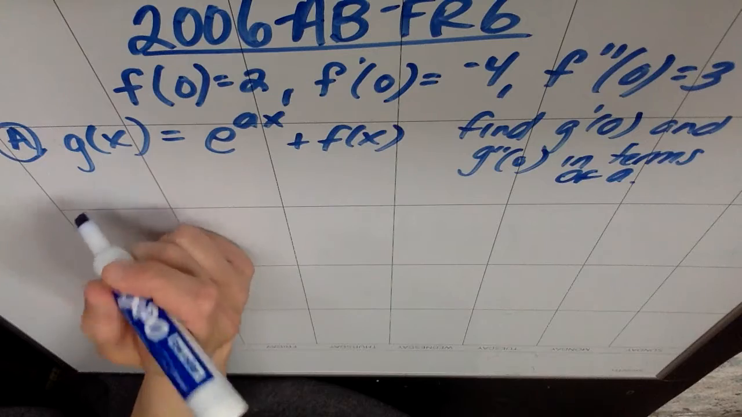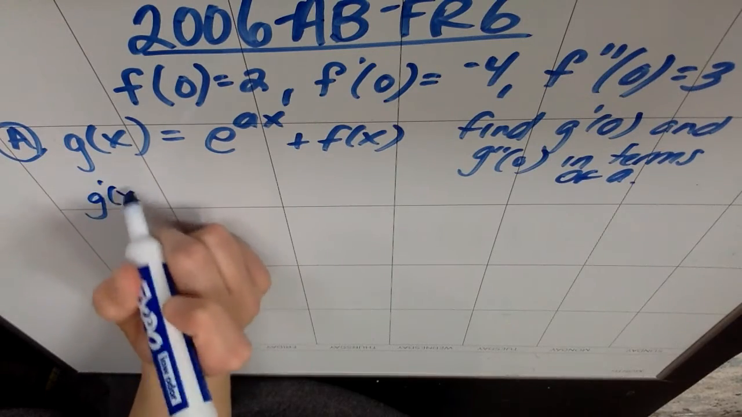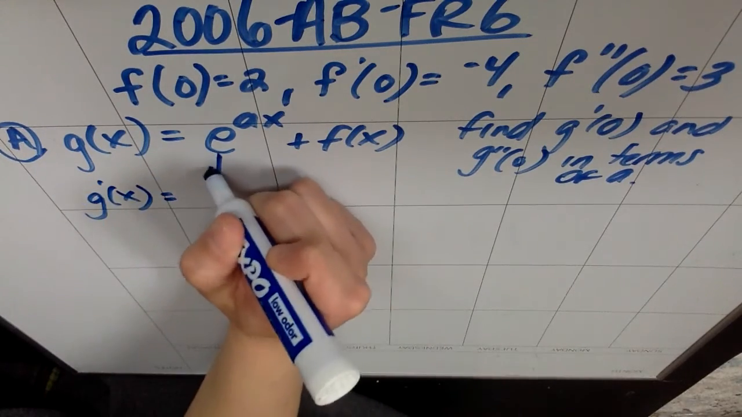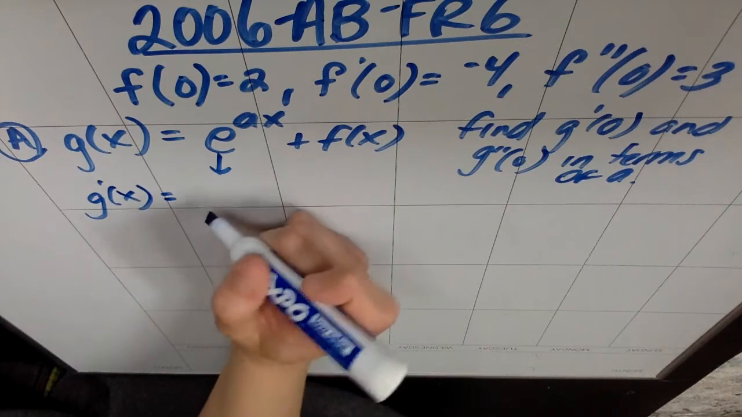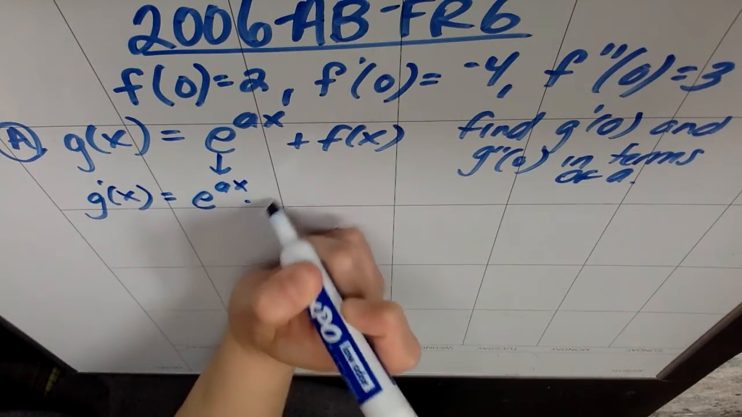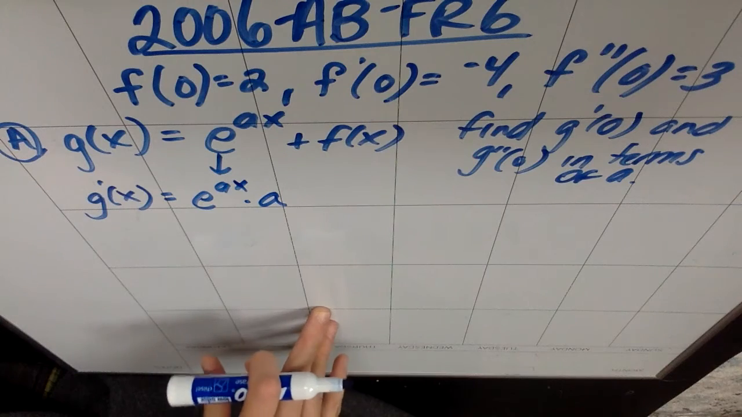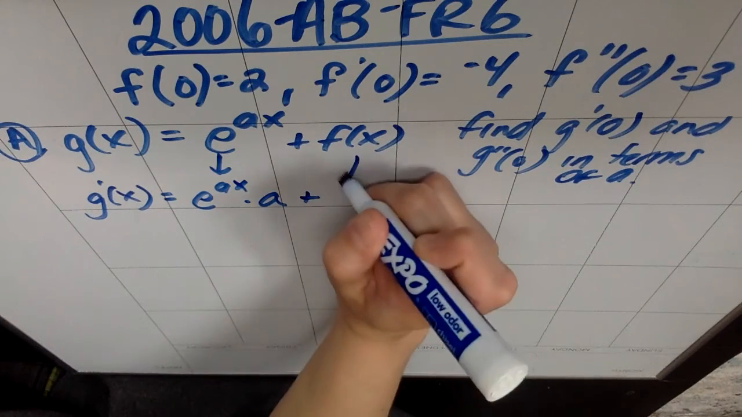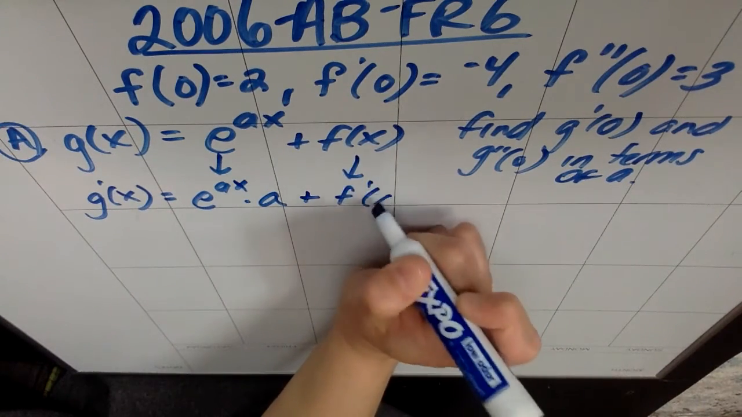So my g prime of x, since this is just a sum, I'm going to derive e to the ax. Well, the derivative of e to the stuff is e to the stuff times the derivative of the stuff. So it's going to be e to the ax times a, plus the derivative of f of x, which is f prime of x.